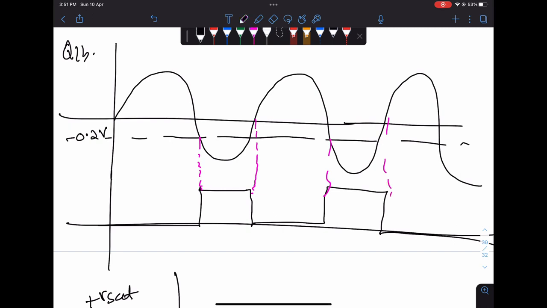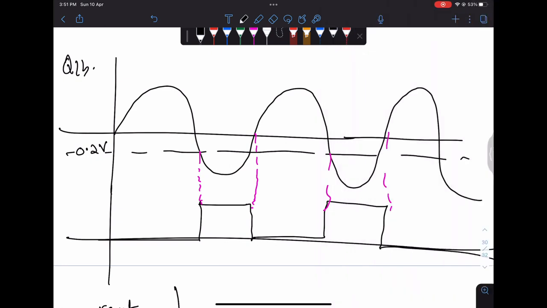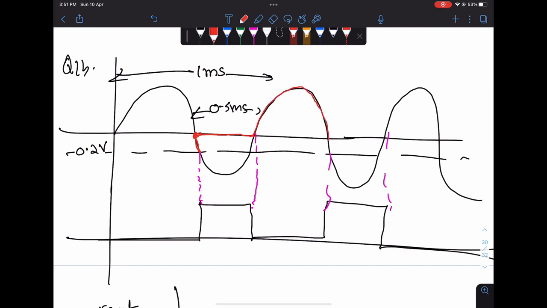Okay, so the concept we are using is that's the time duration we are asked to find. The sine wave is given as 1 kilohertz, which means the time period is 1 millisecond. Half the time is 0.5 milliseconds. So the time taken from 0 to minus 0.2 volt, if we are able to get that time, we can subtract that time from 0.5 to get the positive saturation, and you can see that the other time also is 0.5 millisecond.